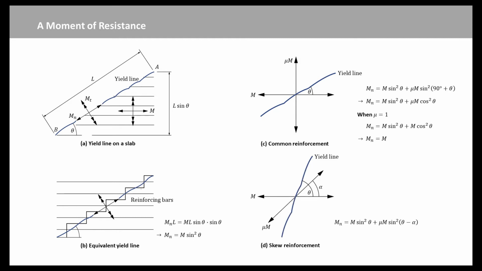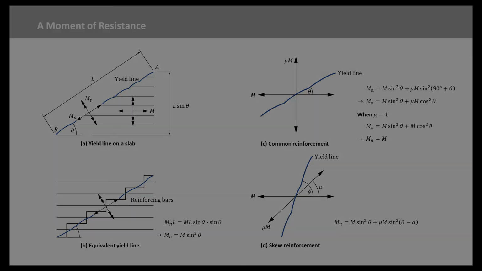It is worth mentioning the less common case of skew reinforcement, where the reinforcement directions are not perpendicular. A typical arrangement is shown in figure D. Using the equation Mn equal to m times sine squared theta, we obtain this equation, where alpha is the inclined angle between the two reinforcement directions. Now we know how to calculate the moment about an axis along a yield line.